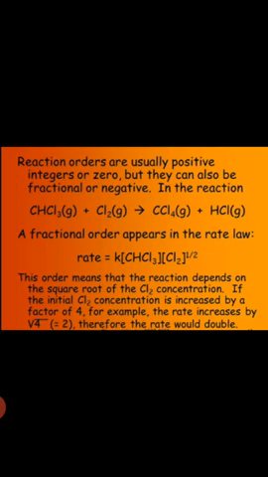Now you can see here the reaction is between chloroform and chlorine, CHCl3 and Cl2. What are the products? CCl4, right, and formation of HCl. Now students, here the fractional order appears in the rate law as r equals k [CHCl3][Cl2] raised to power half. This order means that the reaction depends on the square root of the chlorine concentration. If the initial concentration of chlorine is increased by a factor of 4, for example, the rate increases by the square root of 4, that is equal to 2. Therefore the rate would get doubled.